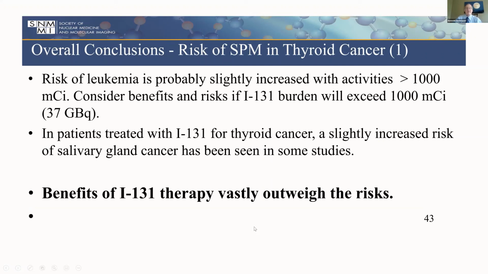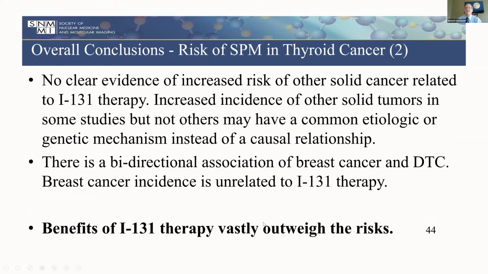Again, the benefits of I-131 therapy vastly outweigh the risks. And no clear evidence of increased risk of other solid cancers is seen in I-131 therapy. Increased incidence of other solid tumors in some studies, but not others, may be due to a common etiologic or genetic mechanism instead of a causal relationship. Also interesting, there is a bidirectional association of breast cancer and differentiated thyroid cancer. Breast cancer is unrelated to the I-131 therapy. But thyroid cancer patients have increased risk of breast cancer, and breast cancer patients have increased risk of thyroid cancer. But again, the benefits of I-131 therapy vastly outweigh the risks.